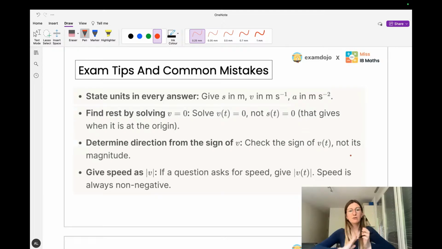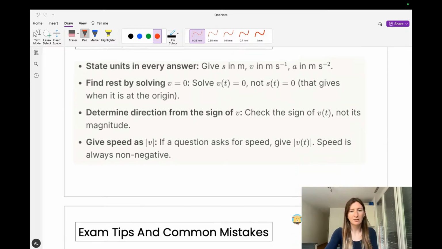Yeah, so like I said, state units in every answer. I think that it does help you just to be a bit clearer about what you're answering, and the examiner has a more positive experience when they're marking it, which is always a good thing. They say that examiners are obviously very impartial people, of course, but I think if you do all the things to help them, I know myself when I'm marking, the clearer it is, the easier it is, I think the better. Then I think we talked about quite a few of these things. Remember that speed is always not negative.